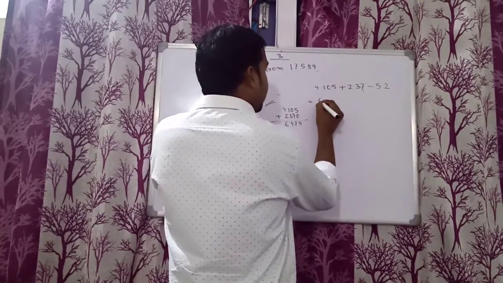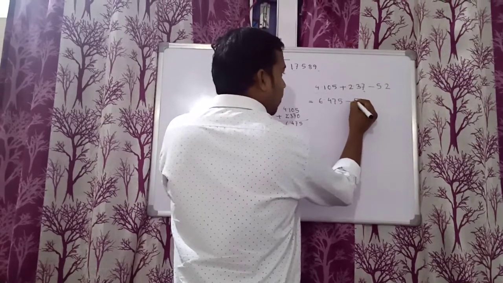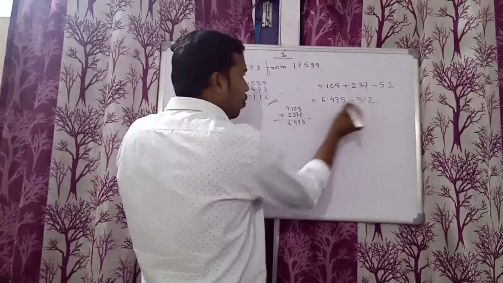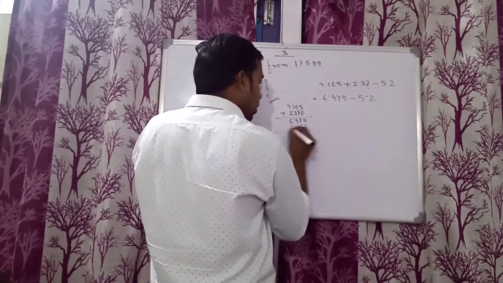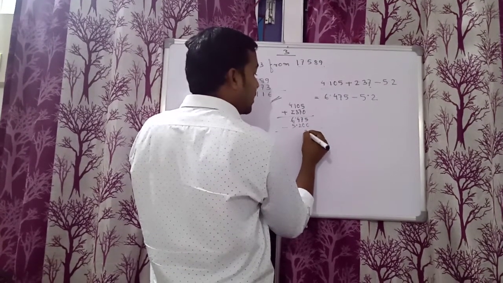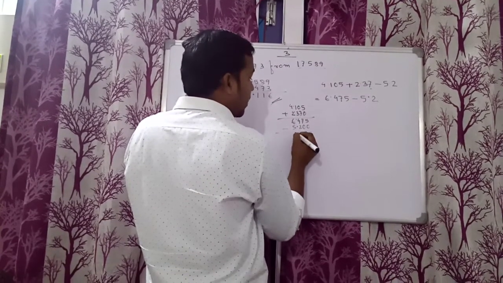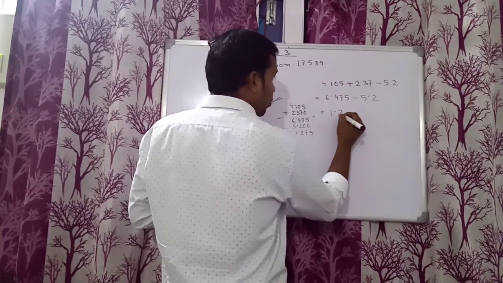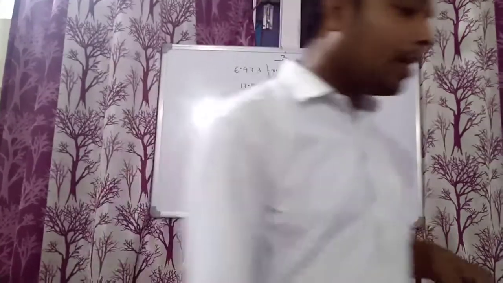This one is equal 6.475, then minus 5.2. Put the point: before the point there is 5, after the point there is 0, and here nothing is there, so you can put 0, then subtract it. 5 minus 0 is equal 5, 7 minus 0 is equal 7, 4 minus 2 is equal 2, then put the point here, 6 minus 5 is equal 1. This is your answer, 1.275. Like this way you have to simplify.